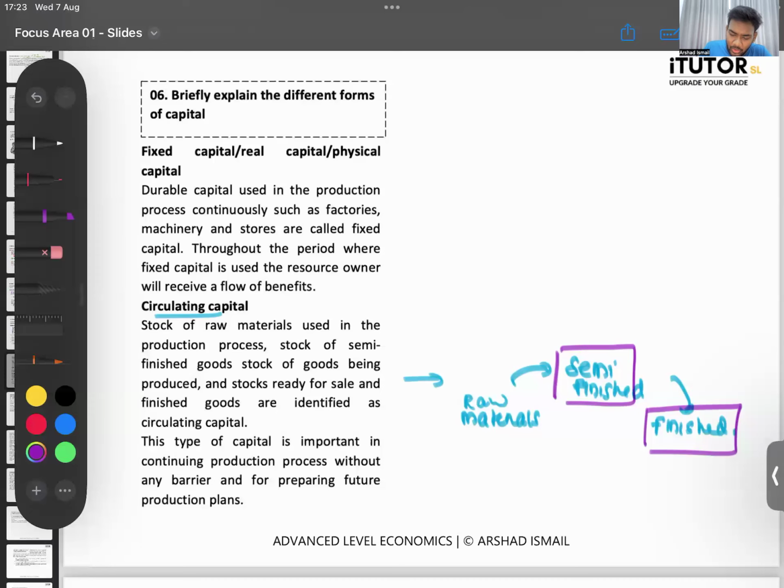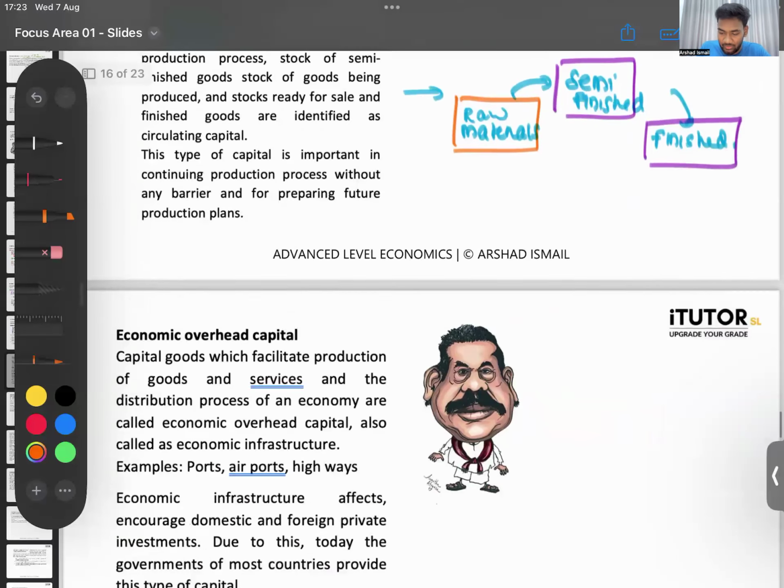Same way, what about my printing place? Do you think every time I call them to print tutes, only then they buy their raw materials? Only then they go to the shop and buy paper and ink for their printer? No, my printing place already has the raw materials, because if they don't, then they can't print and give on time. So having the circulating capital, the raw materials, the semi-finished and the finished goods, helps with what, Lavan? It helps with continuity of your business process. Otherwise, there could be very high delays. That's circulating capital. Then what is economic overhead capital?